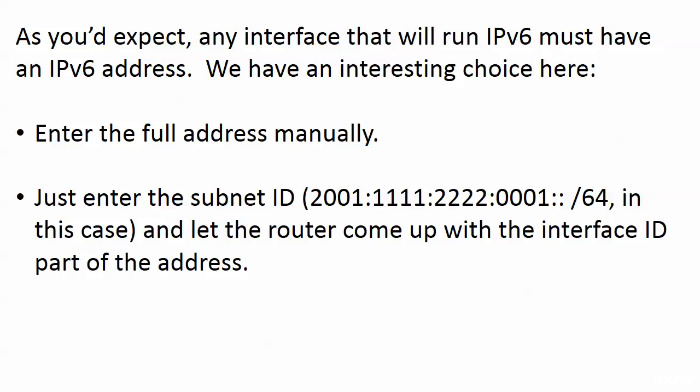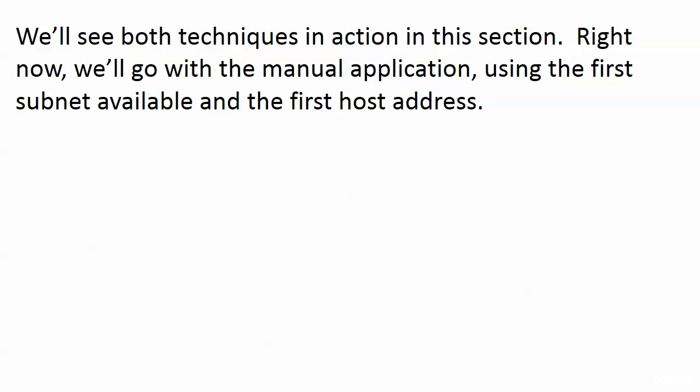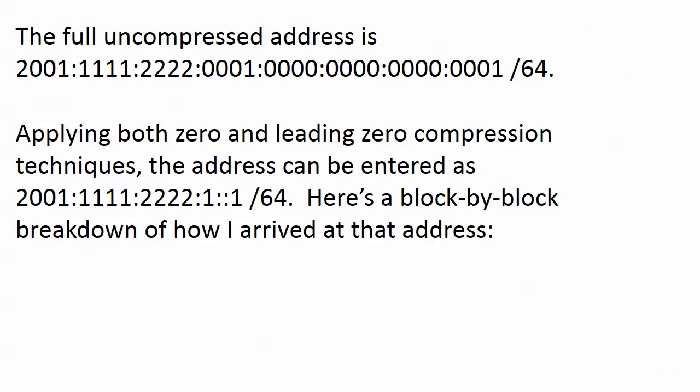Which way we go here would depend on whether you have a strict numbering situation with your hosts, where your company says the naming convention is you start with host 1 and then host 2 and host 3 and so forth, or you're just going to let the router come up with it. We're going to see both techniques in action. What we'll do at the beginning of the next video is start the manual application of the address using the first subnet available and the first host address. And you see the address here on the screen. We will pick up right here when we come back.